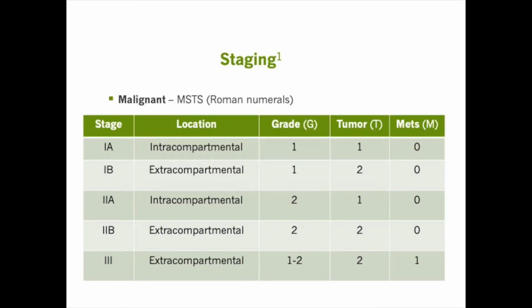So stage 1 is a low-grade tumor. 1A means it stays intracompartmental. 1B means it has broken through a fascial plane, broken out of the periosteum, something like that. Stage 2 is going to be your high-grade tumors, again, intra or extracompartmental, and stage 3 is any metastasis, whether it's a skip metastasis in a bone tumor, a local regional lymph node metastasis, or a distant lung metastasis.